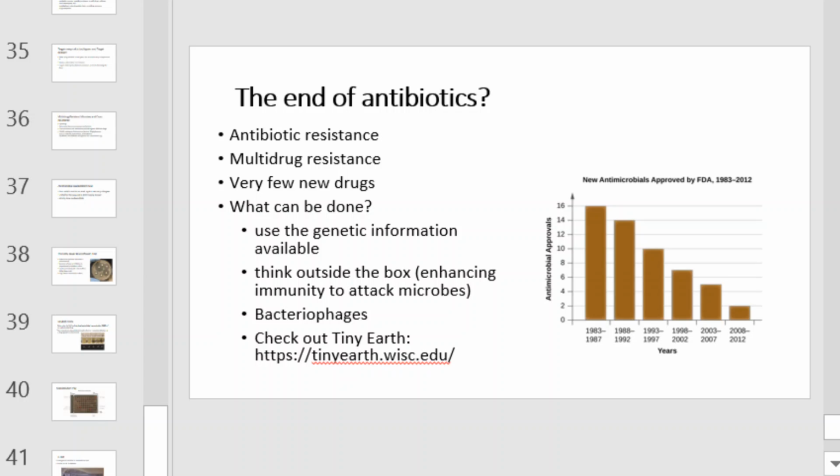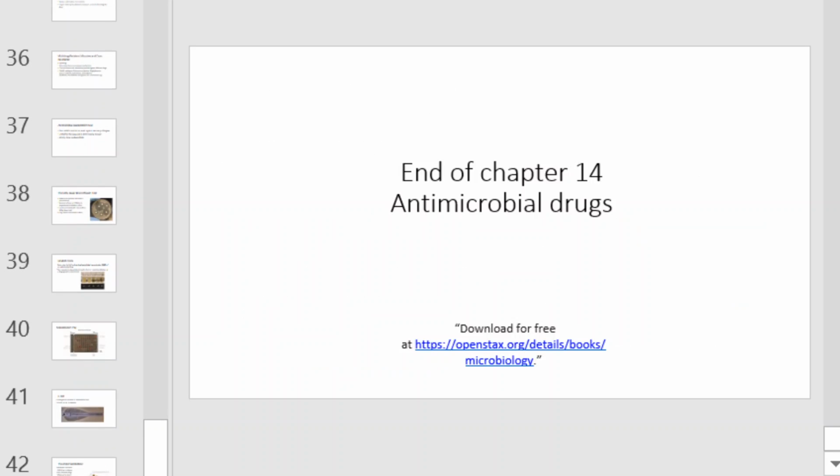We can use the genetic information that's available out there. We can think outside of the box to enhance immunity to attack microbes, and maybe even take advantage of bacteriophage to improve our ability to defend ourselves from potential pathogens. And this concludes our look at Chapter 14 in Antimicrobial Drugs.